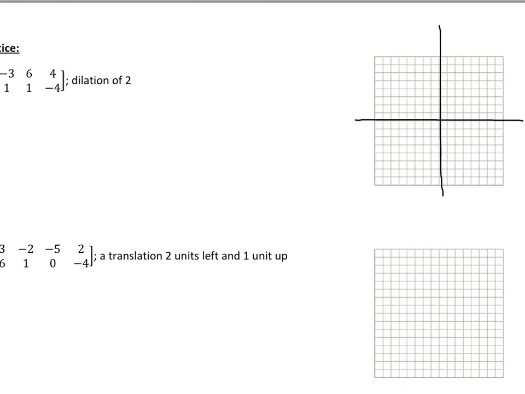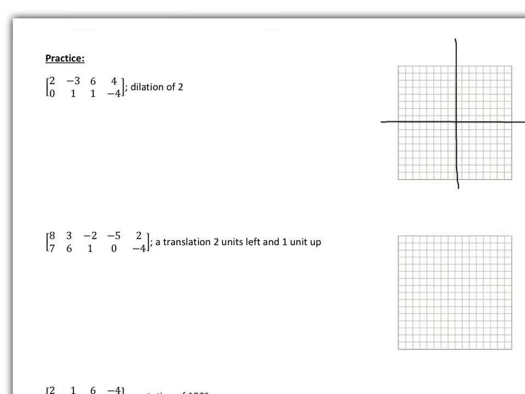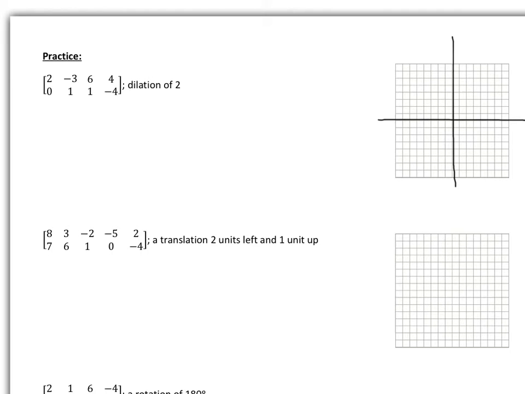Almost got it. Okay, so my original one, my first point, what's your first point going to be? 2, 0. What's your next point? Negative 3, 1. Having trouble with my dots. Okay, and then 6, 1. And 4, negative 4. And then you can connect them.